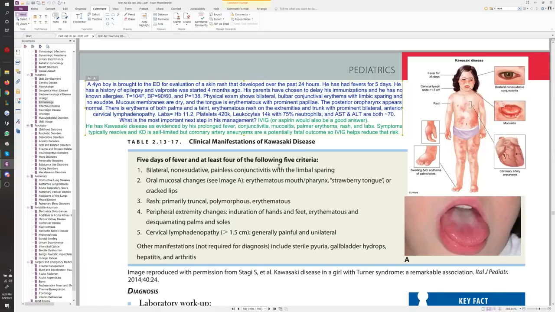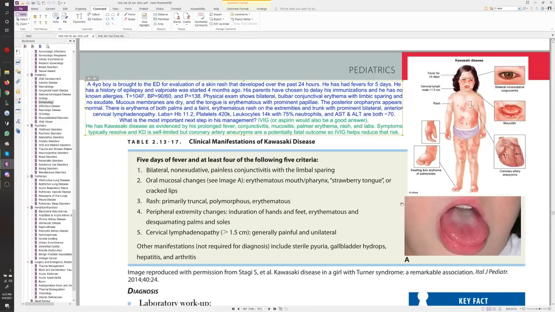Physical exam shows bilateral bulbar conjunctival erythema, which is not a feature of the whole MMR thing. And limbic sparing and no exudate. Mucous membranes are dry and the tongue is erythematous with prominent papillae, which the papillae on the tongue are the little dots on the tongue that make it a strawberry tongue. It's not just about being red, but also looking like a strawberry with the papillary seeds that are all around the strawberry.